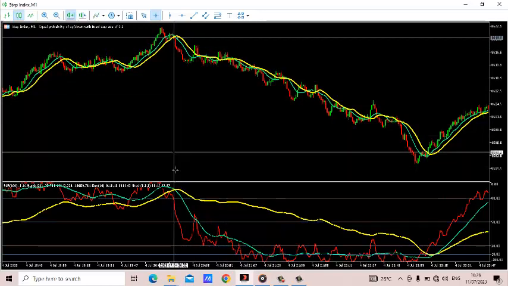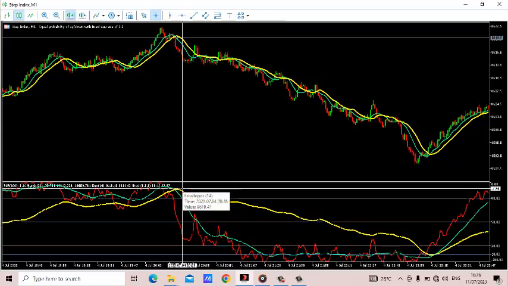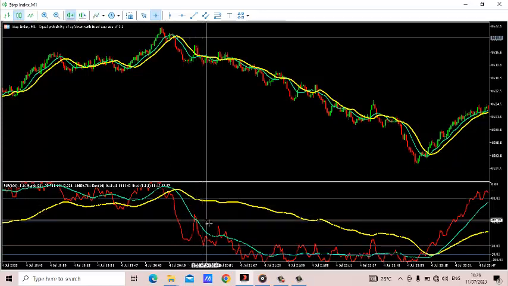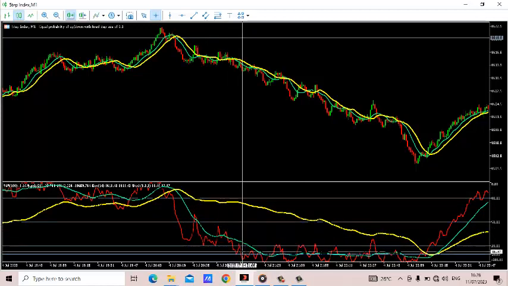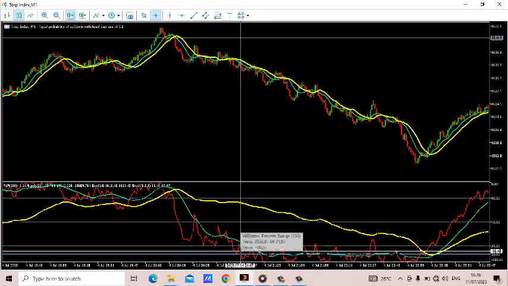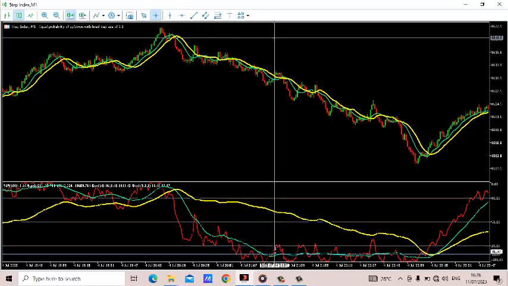So you would have entered a sell around this region, and for your take profit you could have waited for when the red line on your window 1 touches the oversold area or zone, which is around here, or you wait for when it crosses either of these lines. You see it's crossing the green one around here.